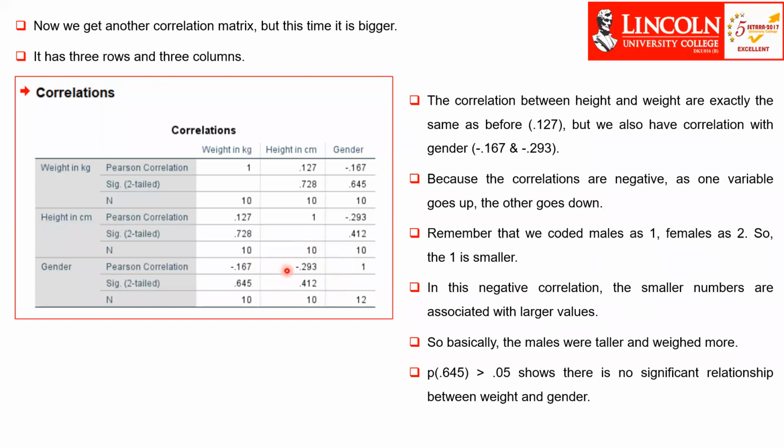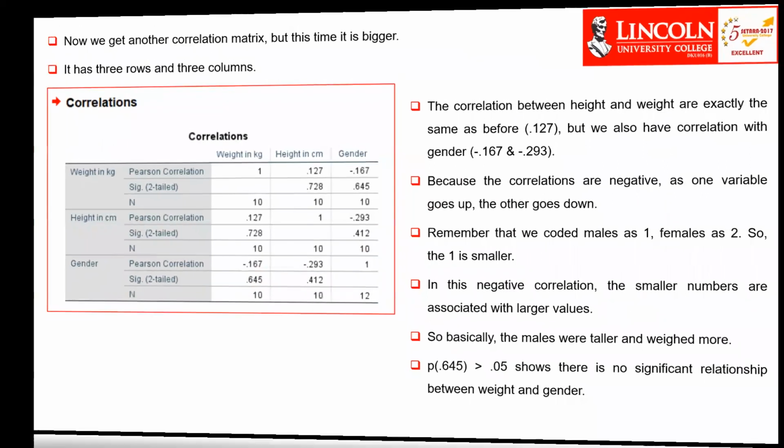So the P value, 0.645 that we have here, is greater than 0.05. This shows there is no significant relationship between weight and gender. So this is how to perform correlation analysis.